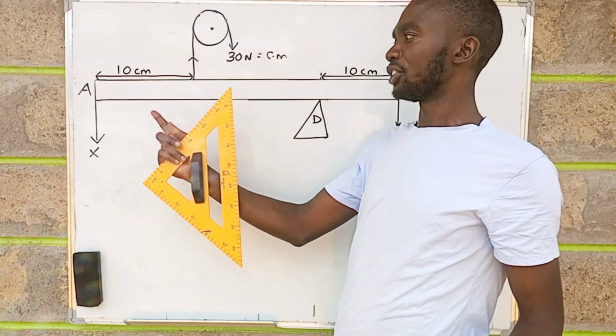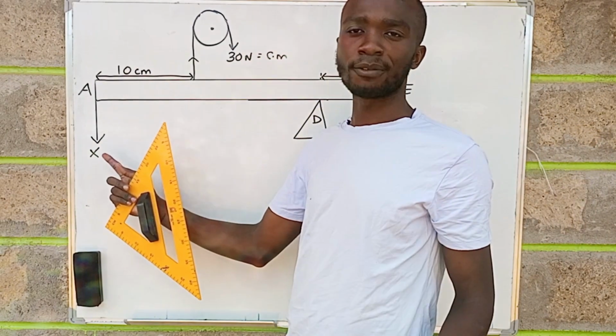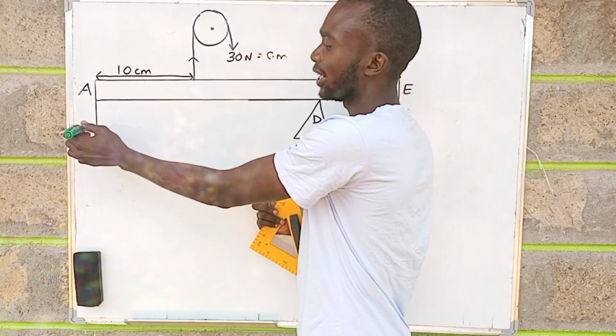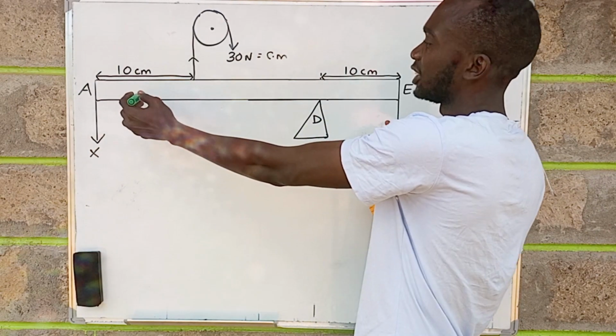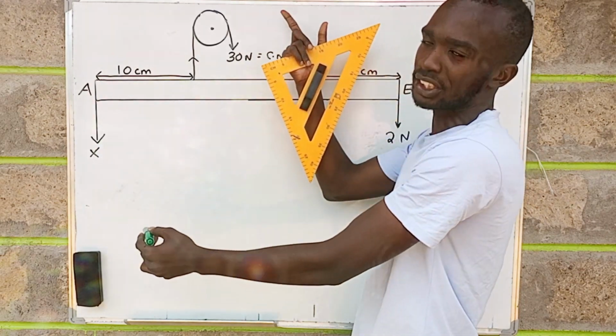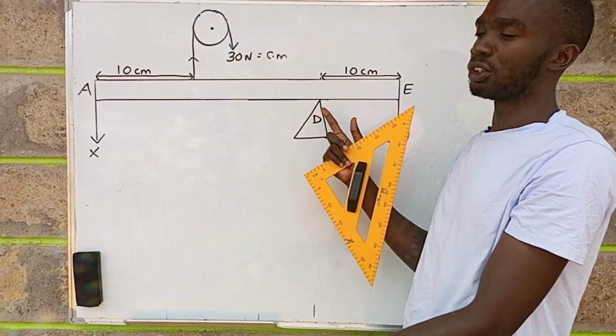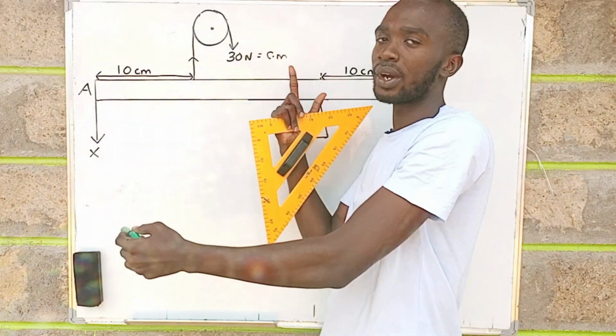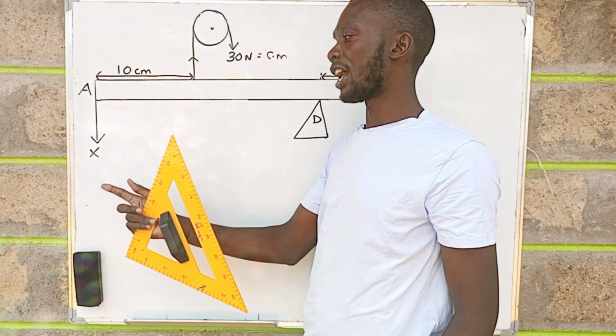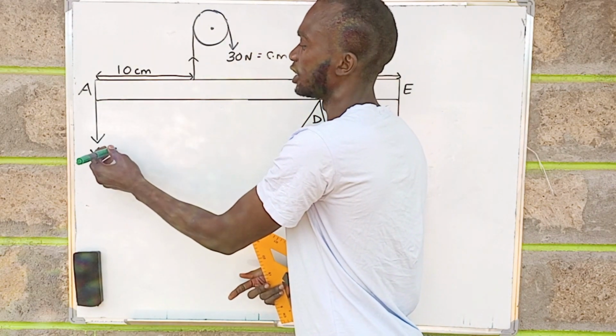Now, the force at point A, that is force X. When the force is applied at X, it makes the system turn in the anti-clockwise direction at the pivot D. So this system is going to tilt in the anti-clockwise direction when a force is applied at point X. So this one results in the anti-clockwise moment.